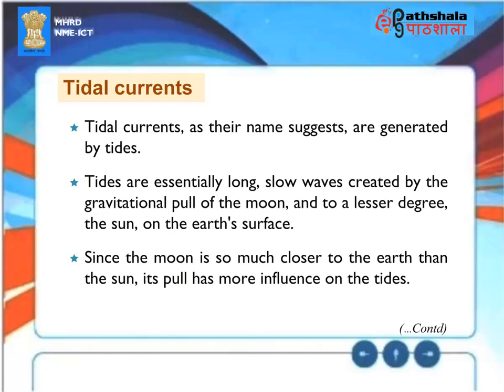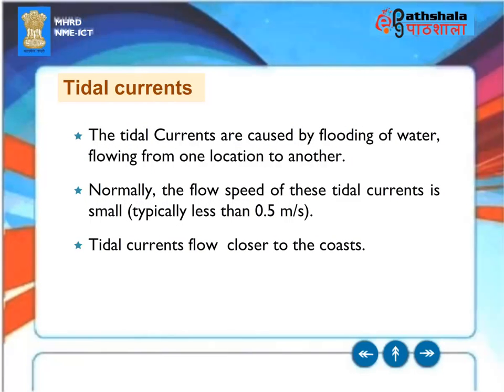Since the moon is so much closer to the Earth than the sun, its pull has more influence on the tides. The tidal currents are caused by flooding of water flowing from one location to another. Normally, the flow speed of these tidal currents is small, typically less than 0.5 meters per second. Tidal currents flow closer to the coasts.